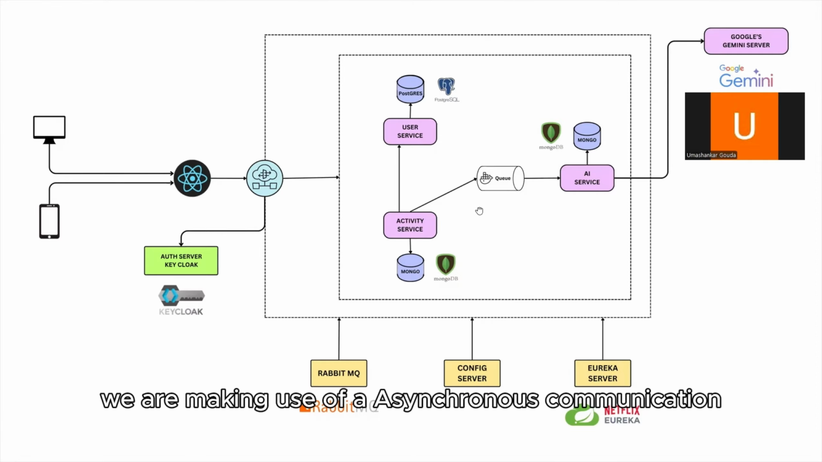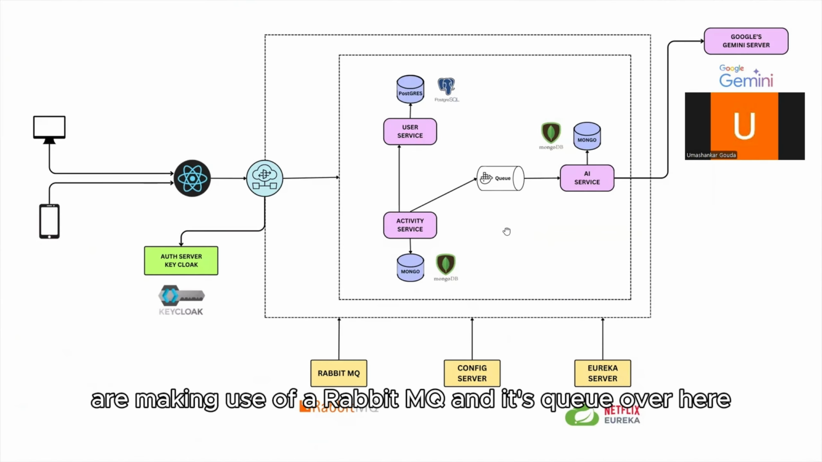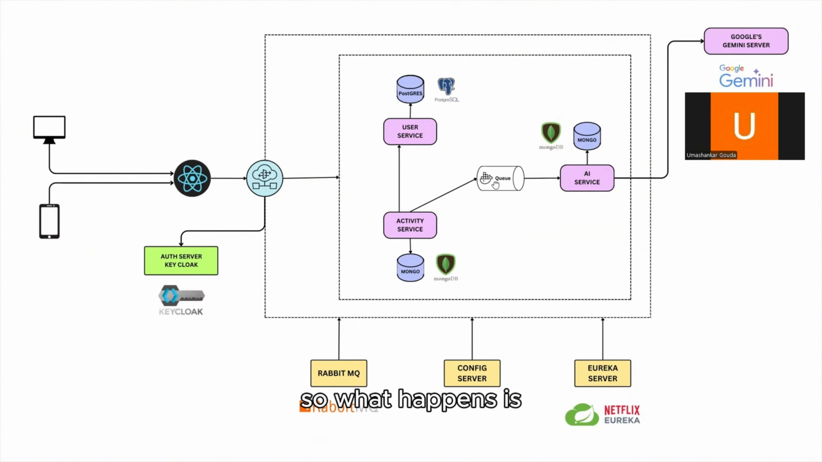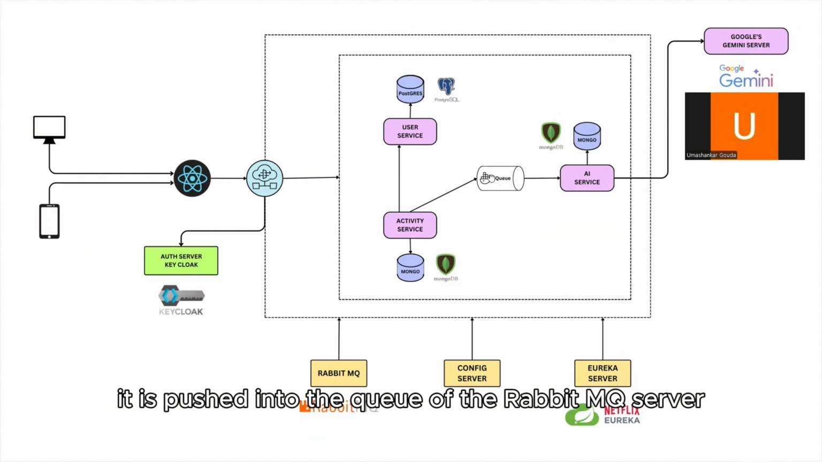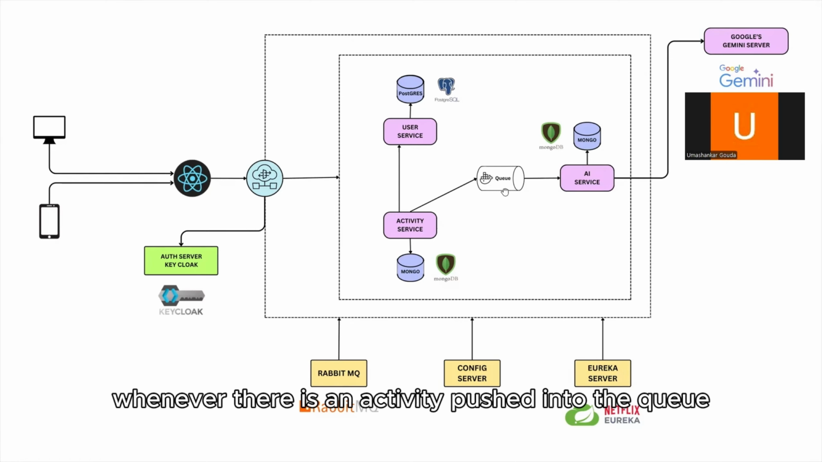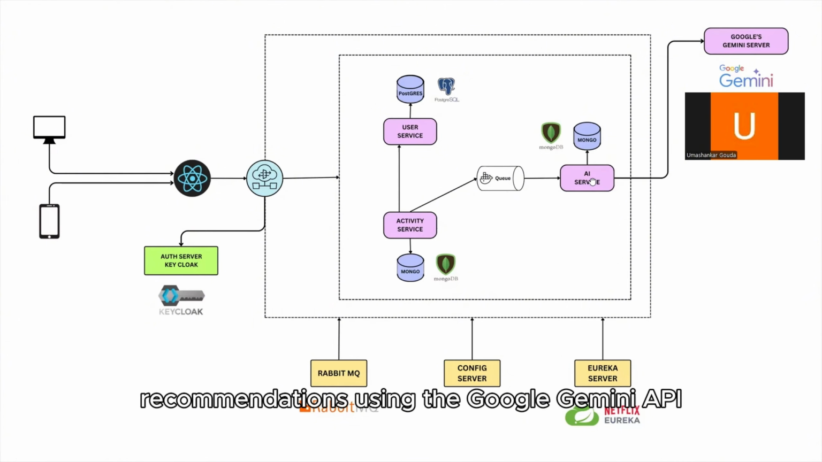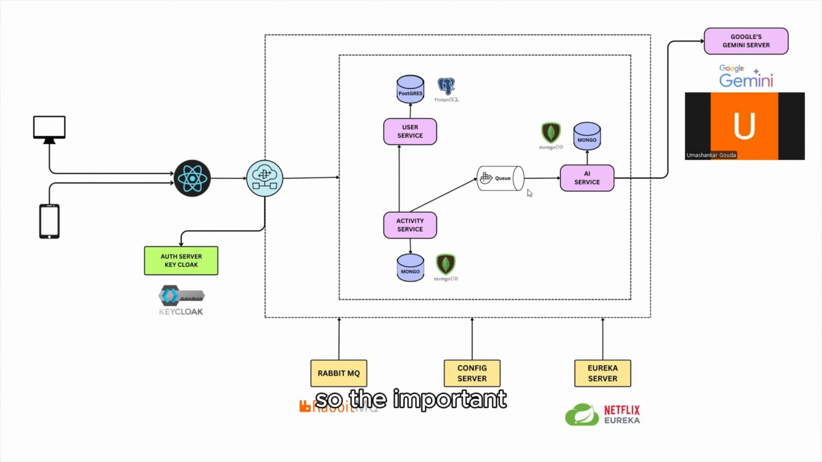Whereas we are making use of asynchronous communication between the activity service and the AI service. For this, we are making use of RabbitMQ and its queue over here. So what happens is, as soon as the activity is published in the activity service, it is pushed into the queue of the RabbitMQ server, and the AI service will be listening to this queue. Whenever an activity is pushed into the queue, it will take that activity and generate the AI recommendations using the Google Gemini API.